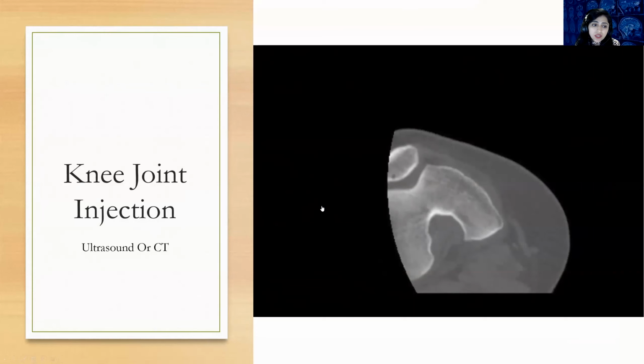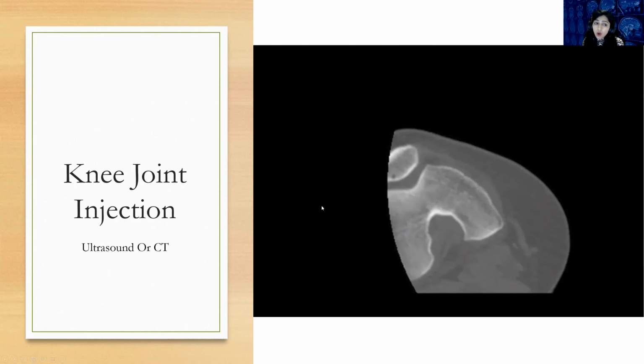So, knee joint injection. Some people prefer doing knee joint injections under ultrasound, and some people prefer doing them under CT scan. I mean, it's a personal preference. In our practice, if there is a lot of fluid in the knee joint, I think it's better to go for ultrasound, because with ultrasound we can see the fluid and then inject into the fluid.